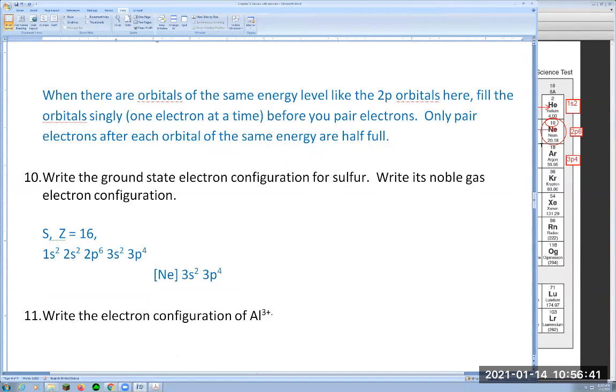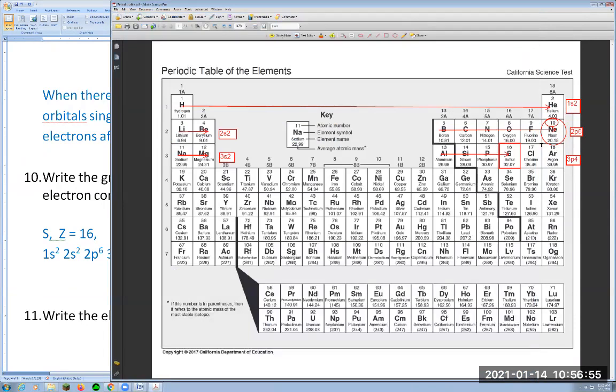Question 11, write the electron configuration of aluminium 3+. Here you have to be careful. It's an ion, right? It's aluminum 3+, not the neutral atom, but the ion aluminum 3+. Let's erase some of the stuff here. Aluminum is here, atomic number 13. So Z equals 13. And we need the electron configuration, so not the noble gas one, not the one with the neon.